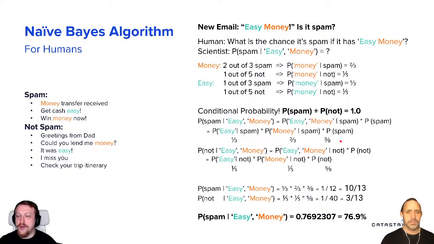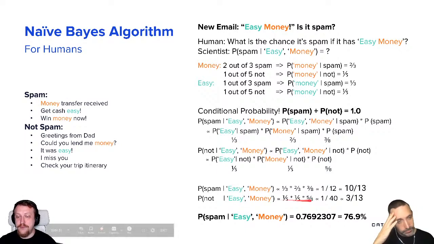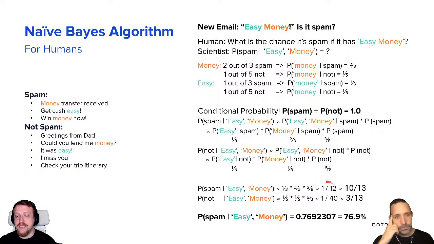First one, we know the probability of any email to be spam, 3 out of 8. Why? Because we have this data set. 3 emails were spam, 5 weren't. So 3 out of 8 are spam. That's this part. Very important part for us, the email has the word money given it's spam, 2 out of 3. So this reversed thing. And finally, probability of containing the word easy given it's spam is 1 out of 3. And we calculate and we receive 1 divided by 12.